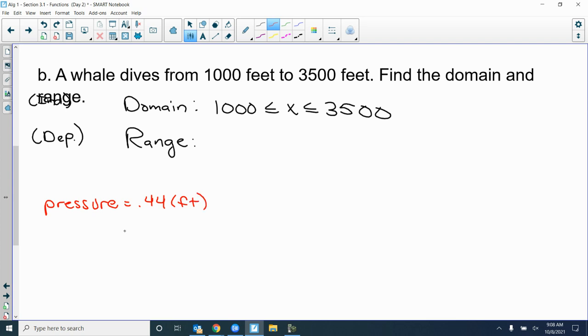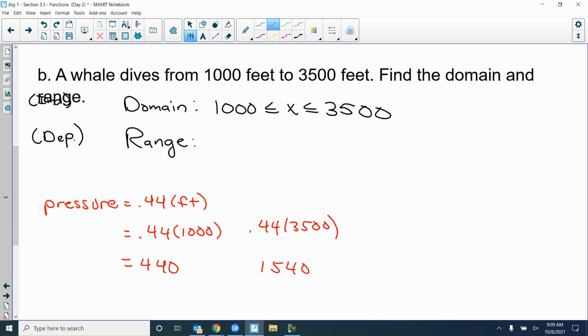So you're going to have to do a little math. We're going to have to take 0.44 times 1,000. And would you say that was 440? So that's 440. Now take 0.44 times 3,500, the lowest depth the whale goes. What's that? 1,540. Say that again. 1,540.